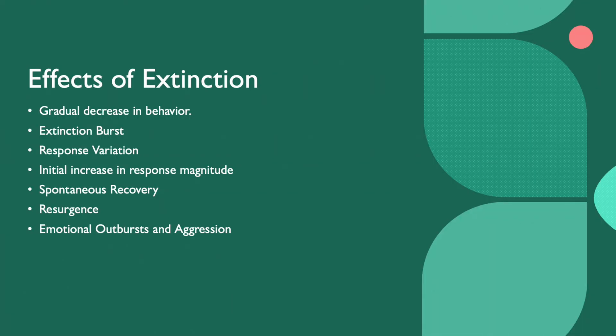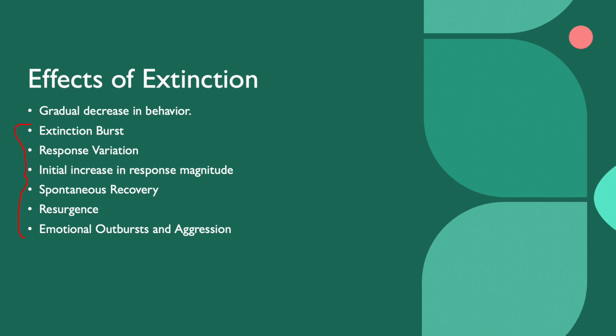Okay, in the next few slides, we are going to begin our discussion on the effects of extinction and the secondary effects of extinction. So, of course, the main effect of extinction is that we'll see a gradual decrease in behavior, but that is not the only consideration. When you are implementing extinction, you should be considering that there are secondary effects of extinction, which are these here.